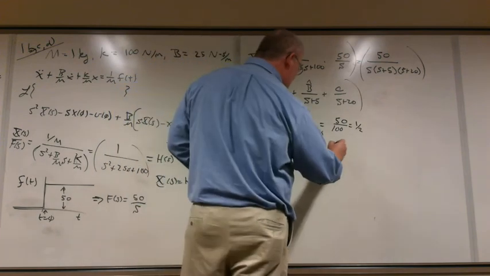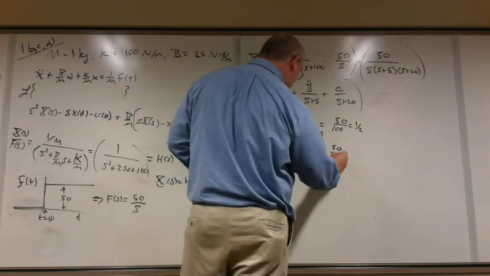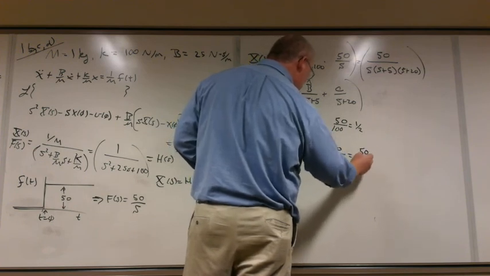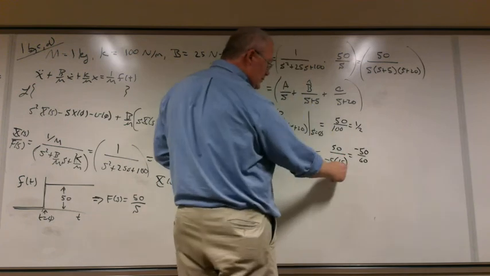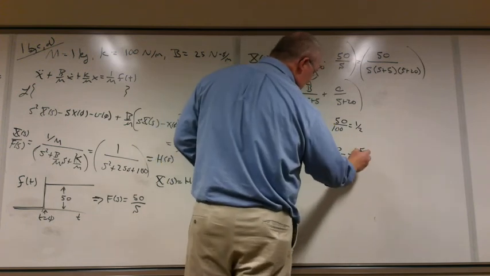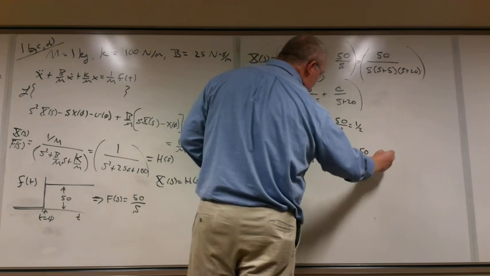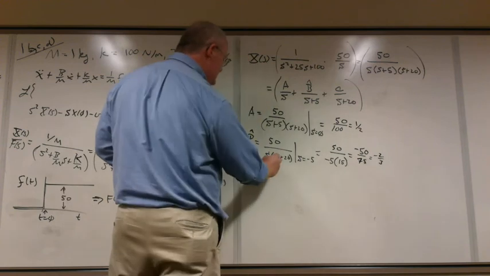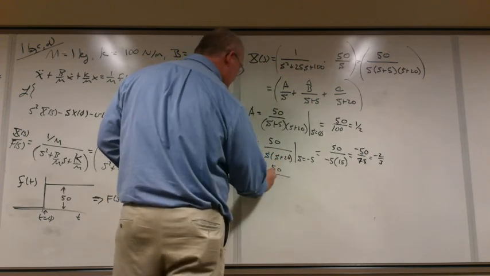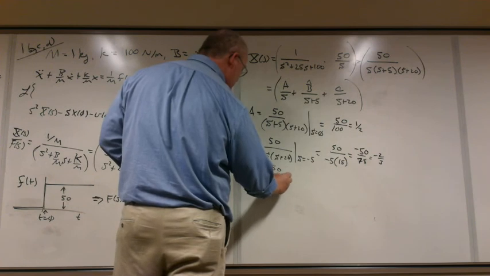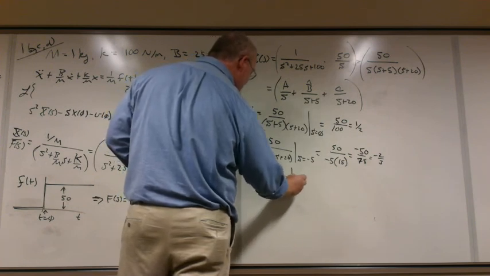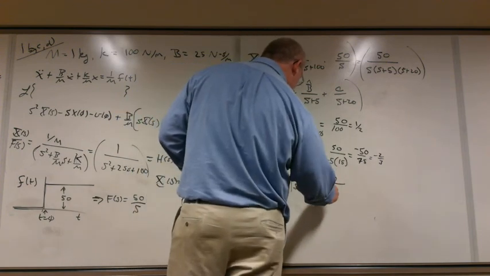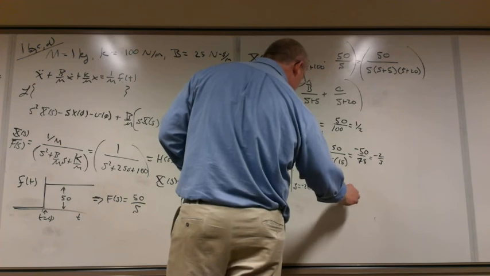So what we have there is 50 over minus 5 times 15, which is 50 over, let's see, minus, no, 75, my bad. 5 times 15 is 75, which is equal to minus 2/3. That's b hat. C is going to be equal to, you guessed it, 50 over s times s plus 5, evaluated at s equals minus 20, which is 50 over minus 20 times minus 15.